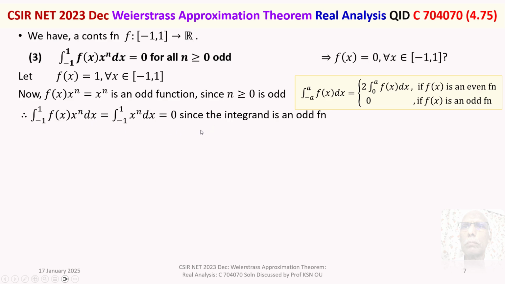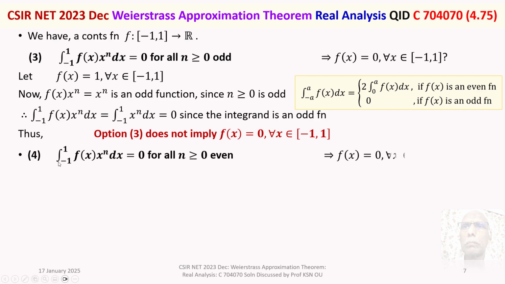But what is f of x? f of x was 1. Does it imply f of x is equal to 0? No. For f of x is equal to 1, this integral -1 to +1 f of x into x to the power of n dx, when n is odd, is 0. So this does not imply f of x is equal to 0. Therefore, option 3 is not true. Option 3 does not imply f of x is equal to 0 for all x belongs to -1 to +1.